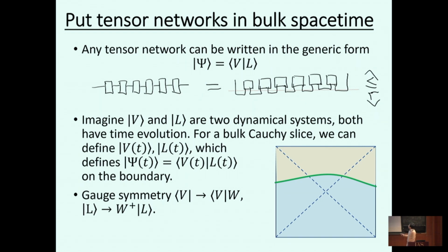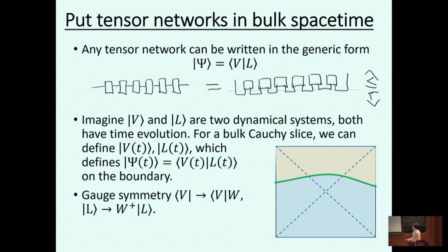So when you project out V, just like you measure and then post-select on one of the outputs of the measurements on every site, then what you are left with is the physical state psi on the boundary. Right? So that's the general way you understand tensor networks.